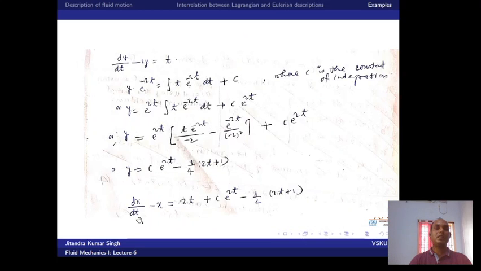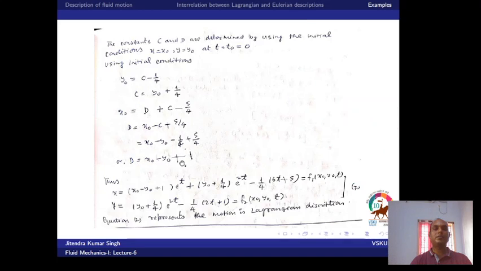Same way we shall put the value of c in this equation. So when we put it, we shall get y is equal to (y naught plus 1 by 4) e to the power 2t minus 1 by 4 (2t plus 1). So this is also a function of x naught, y naught and t. So x and y both are functions of x naught, y naught and t. So this equation represents the motion in the Lagrangian description. In this problem, the motion was given in the Eulerian description. We found the motion in the Lagrangian description. So these are the coordinates in the Lagrangian description.